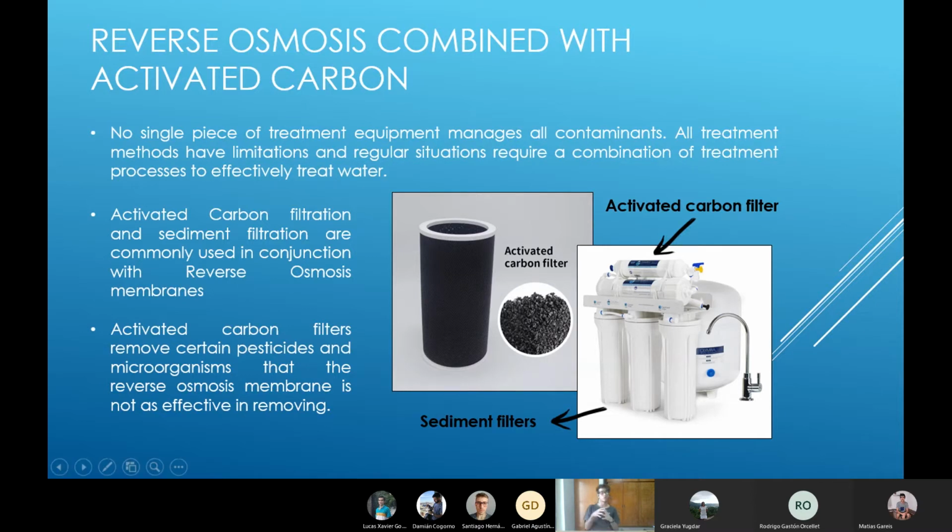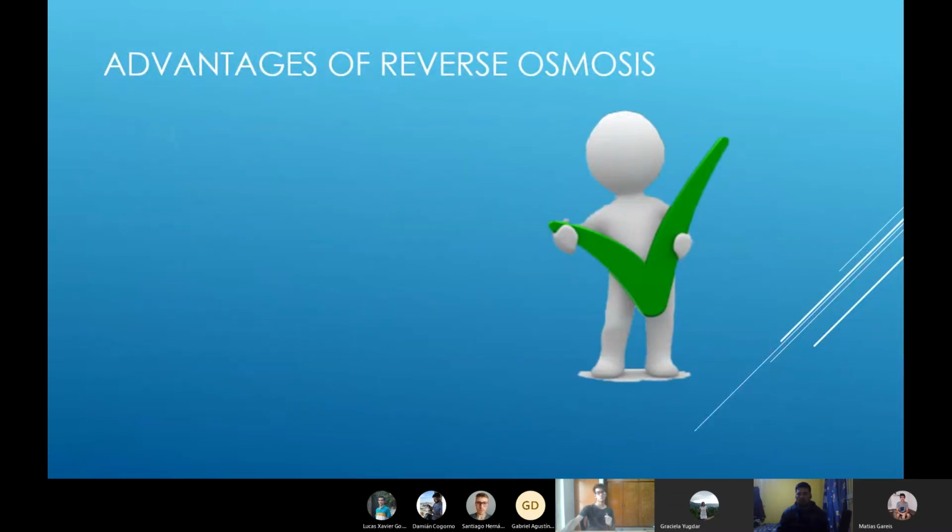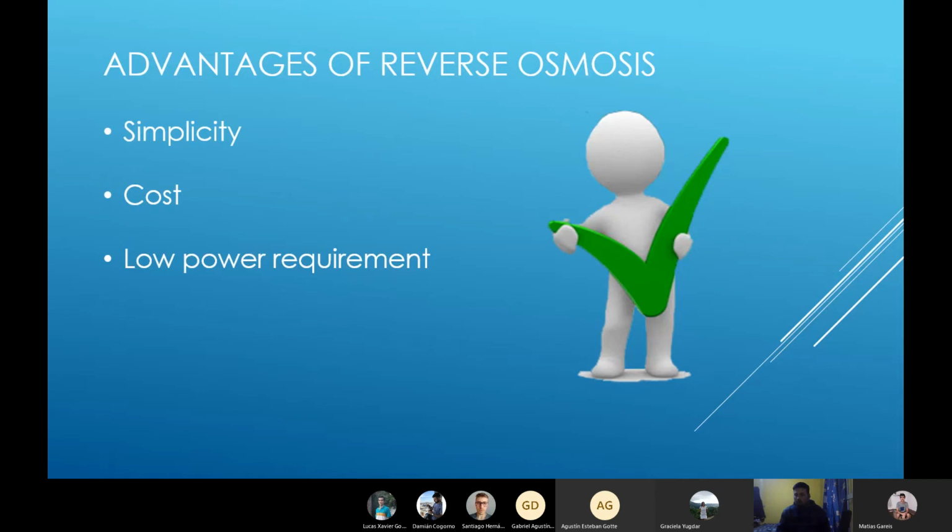Now, Rodrigo will show us the advantages of the reverse osmosis system. Well, what are the advantages of reverse osmosis? We highlighted three positive aspects of reverse osmosis: simplicity, cost, and low power requirements. Next slide, please.